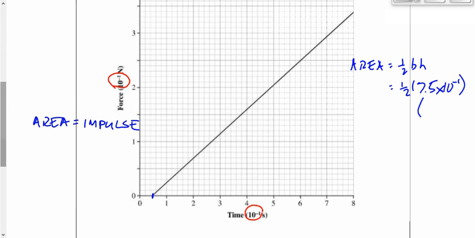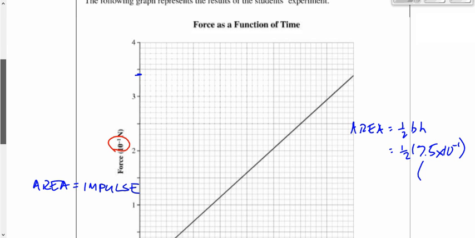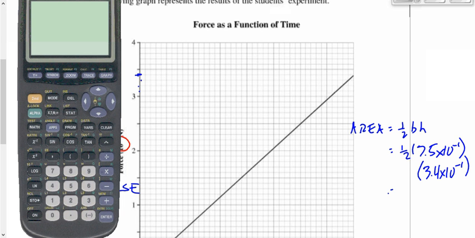Times it by the height. The height is, I think, clearly going to here, which is 3.4. It's funny, the y-axis goes up by 0.1 and the x-axis goes up by 0.2, so we have to be careful of that as well. Right, 3.4 times 10 to the minus 1. So we calculate that: 0.5 times 7.5 times 10 to the minus 1 times 3.4 times 10 to the minus 1.